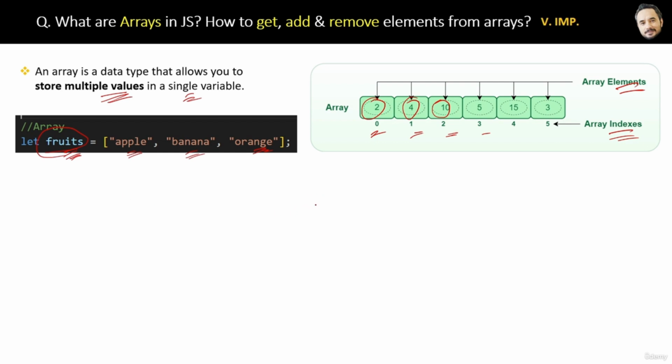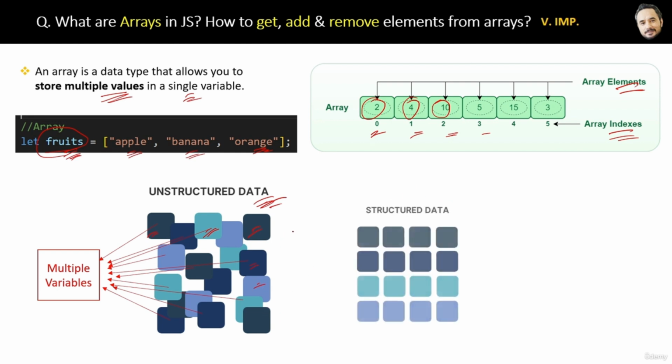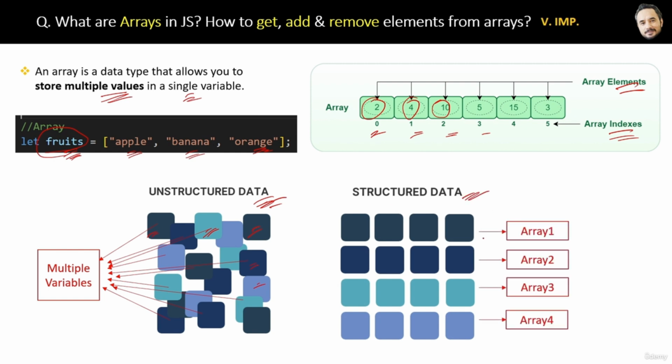Now the question is, why do we need arrays? In our projects or applications, we have a lot of data. And without arrays, that data will look something like this: unstructured data. Here, different data is stored in different variables, and it is very difficult to maintain this. But we can structure this unstructured data with the help of arrays like this. Here, different types of data will be in very few arrays, which is also very easy to maintain.